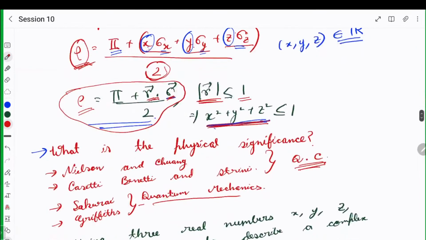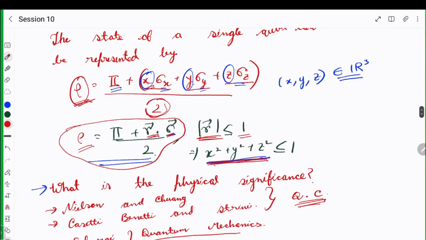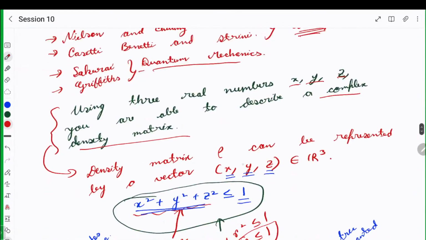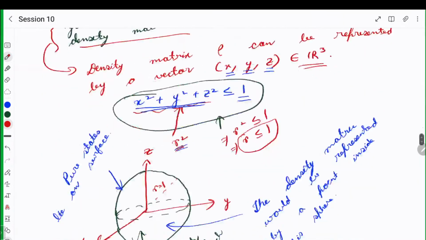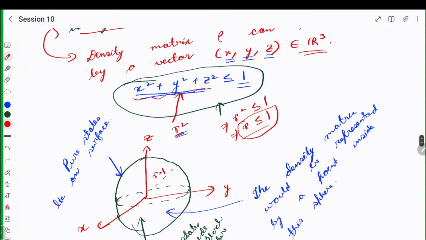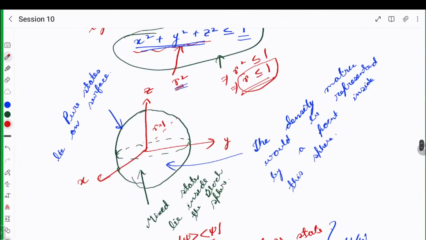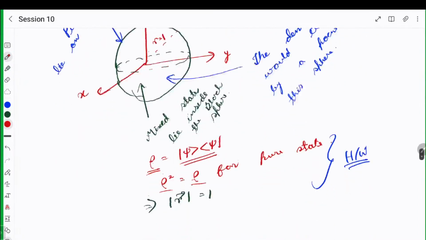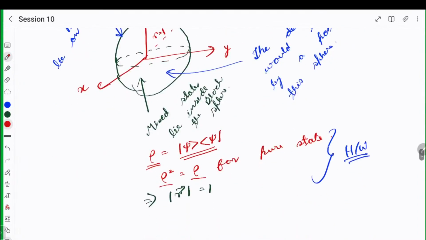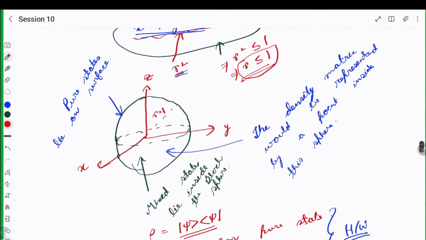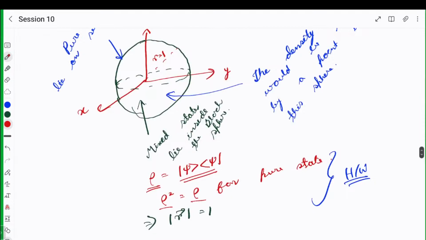So we concluded that with only 3 real numbers, x, y, z, we were able to describe a complex density matrix. Or in other words, the density matrix can be represented as a vector in R3 which follows this condition. And this condition means nothing but the fact that the density matrix has to lie inside the Bloch sphere. For pure states, they lie on the surface of the Bloch sphere, while mixed states lie inside the Bloch sphere.